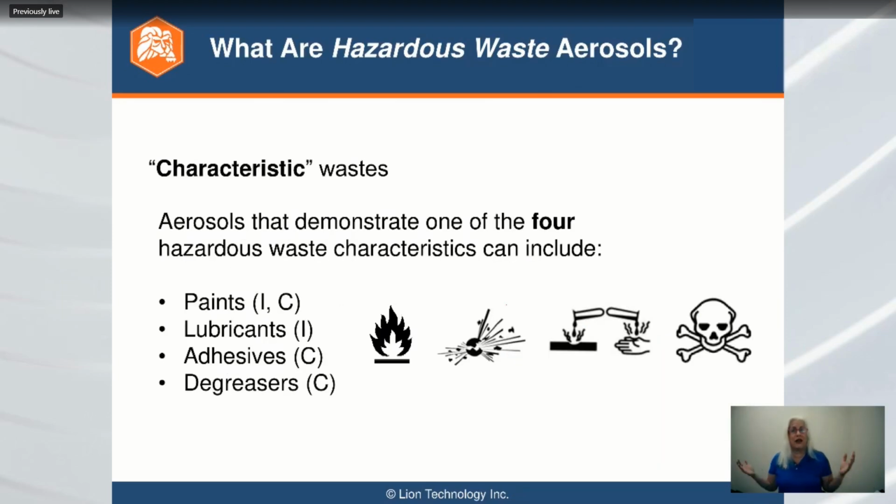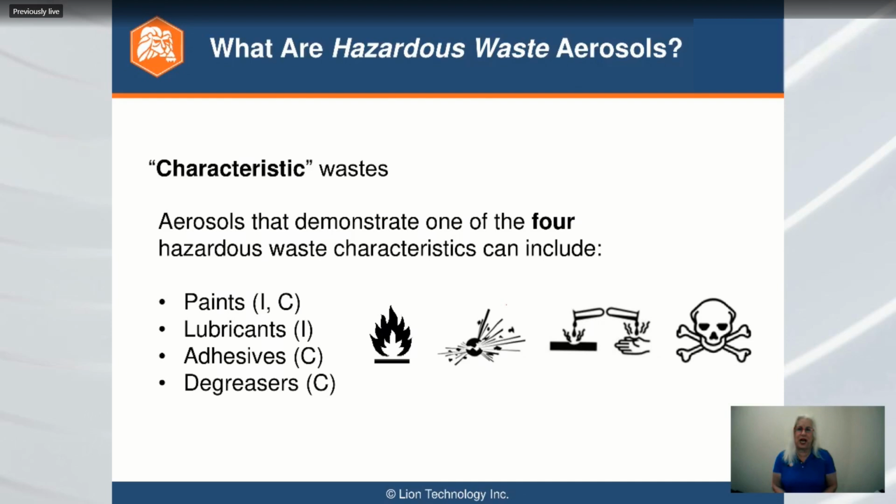Then we have the characteristics, and the characteristics are ignitability, corrosivity, reactivity, and toxicity. So, for example, very, very common are spray paints. Almost everybody uses spray paints at some point. And the paints can actually be ignitable because they have solvents in them. And although this seems a little odd to me, it is true that there are some paints that are actually considered to be corrosive. Go figure, right?